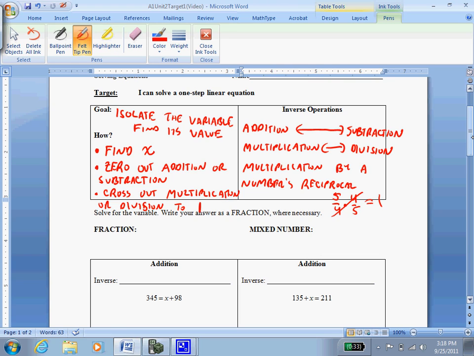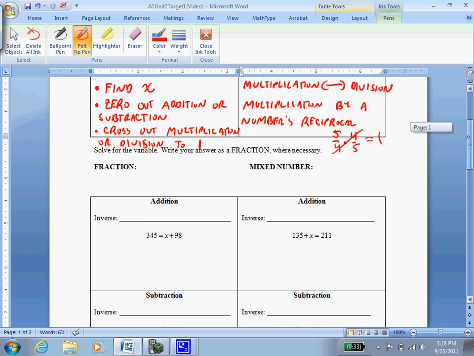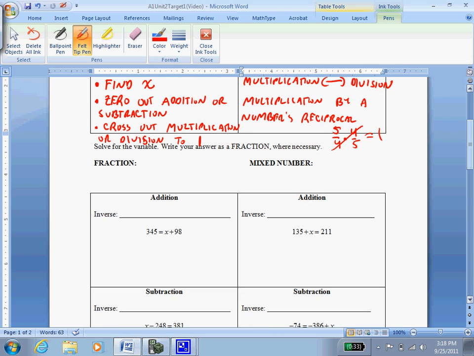We're going to solve for the variable, and we're going to write our answer as a fraction where necessary. I'm going to give you a lot of problems that have fractions as answers. So if you get a fraction as an answer, don't be afraid of it. As long as you did the steps the right way, you're probably on the right track. And another thing, the proper way to write answers in math is a fraction.